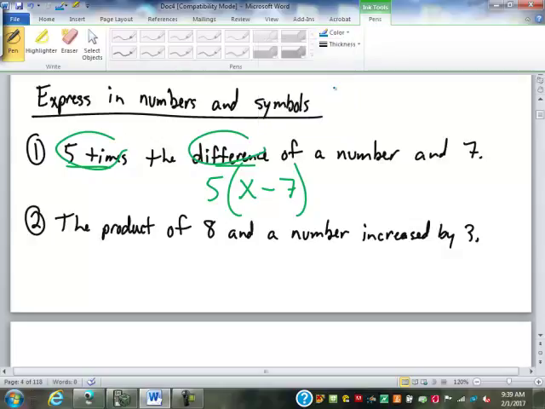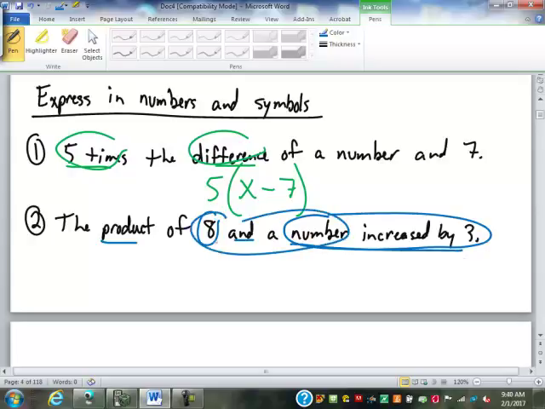Now this next one is kind of tricky because the wording seems weird. I have the product of 8 and a number increased by 3. So the product is saying we're multiplying two things. But what we're multiplying is not 8 times a number, it's 8 and a number increased by 3. Or is it the product of 8 and the number, and then it's increased by 3? Did anybody do it one way or the other?